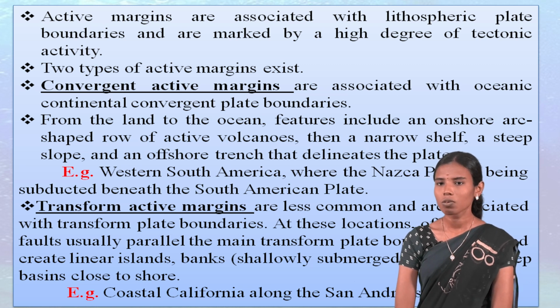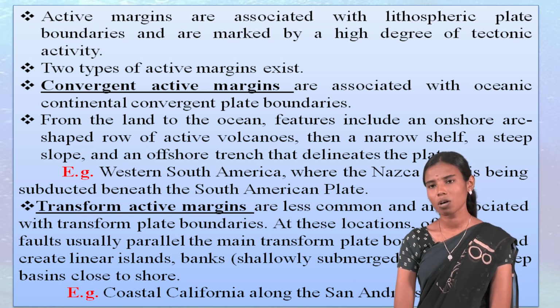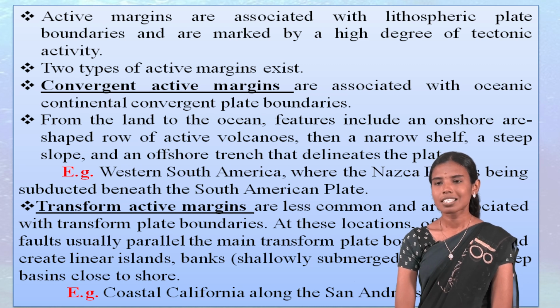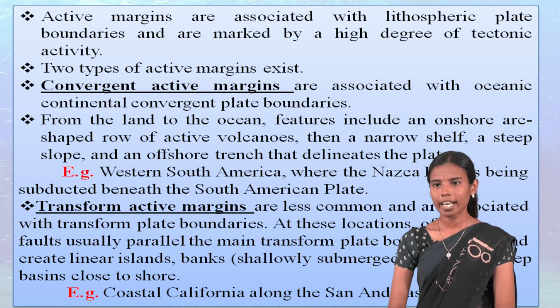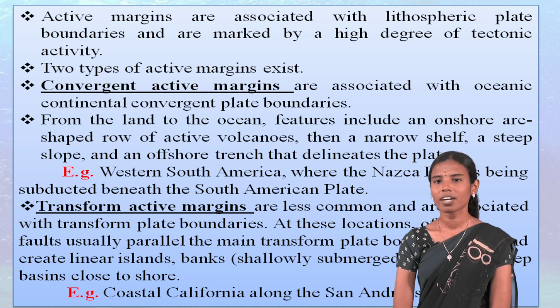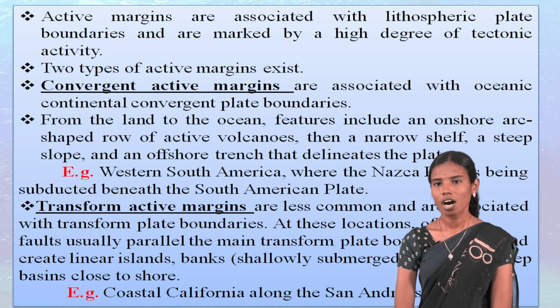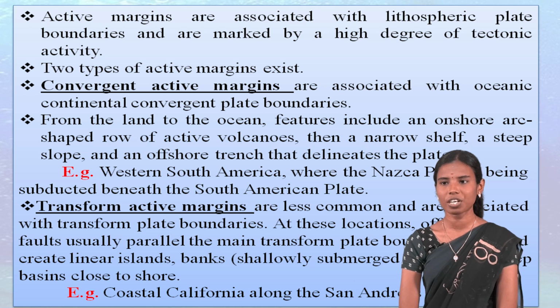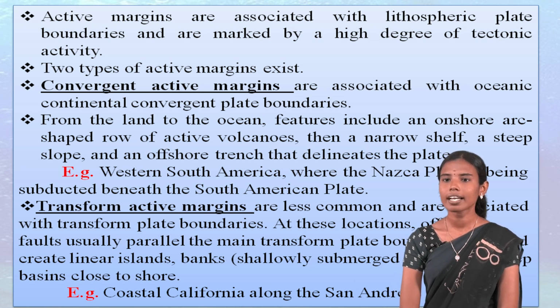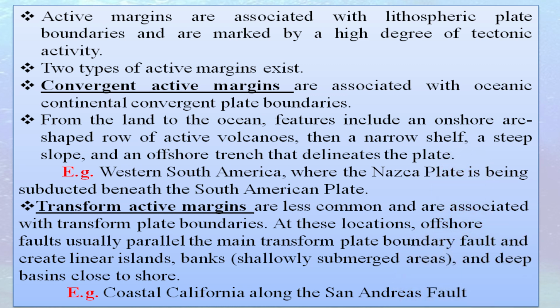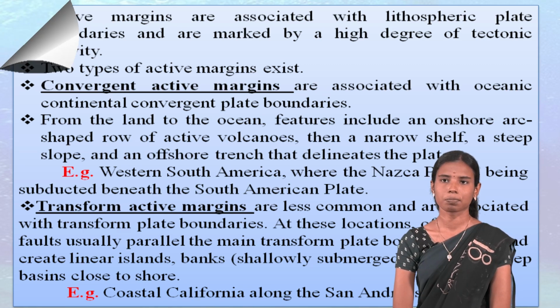Second is the transform active margin. In this, two plates slide past each other. These are less common and are associated with transform plate boundaries. At this location, offshore faults usually parallel the main transform plate boundary fault and create linear islands, banks and deep basins closer to the shore. The best example for the transform active margin is coastal California along the San Andreas fault.